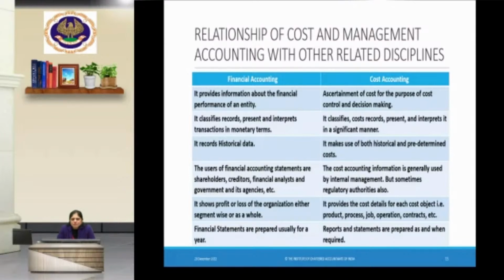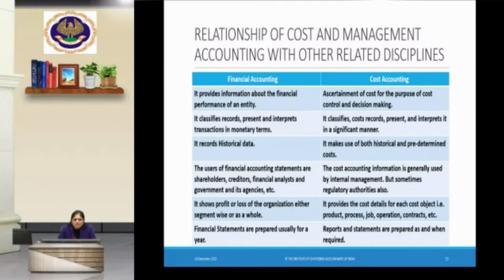Financial accounting provides information about financial performance of an entity, all right? Profit or loss, balance sheet, trading account, manufacturing account. Cost accounting is ascertainment of cost for the purpose of cost control and decision making, right? So it basically focuses on cost, and financial accounting focuses on financial performance, more about the profitability. Cost accounting does not understand profitability to a certain extent. Their only focus is on cost. Cost ascertainment, cost control, cost reduction, cost monitoring, everything relates to cost. Financial accounting, of course, basically strives for best financial performance.